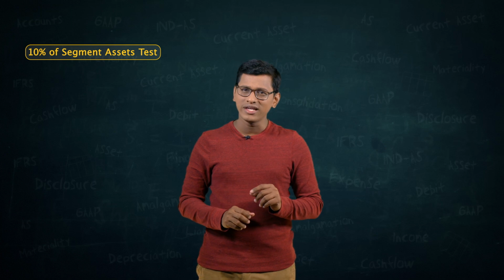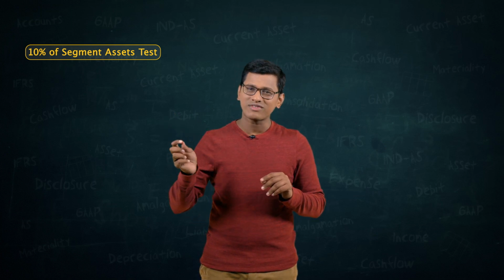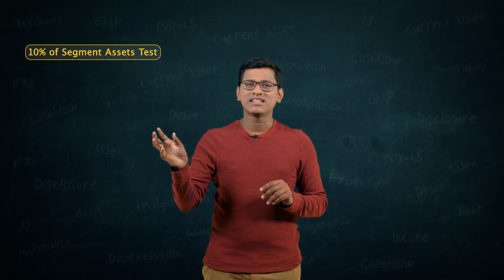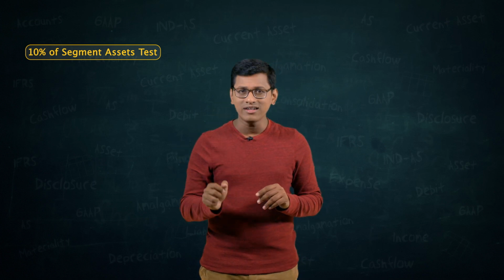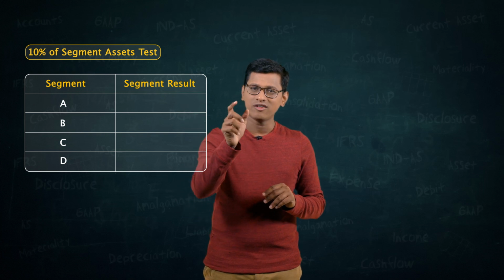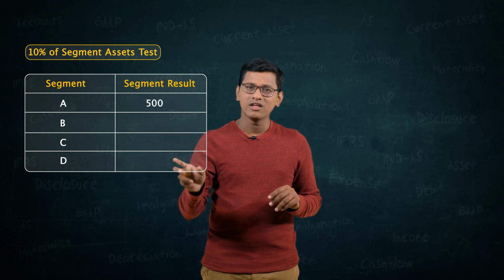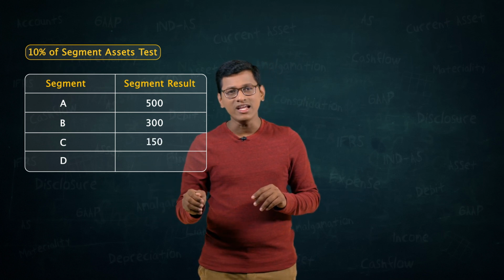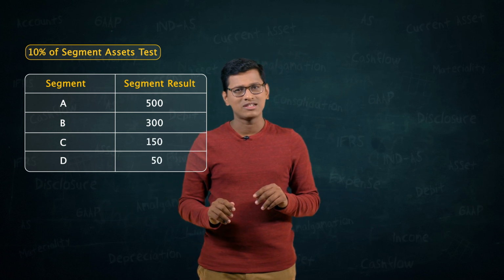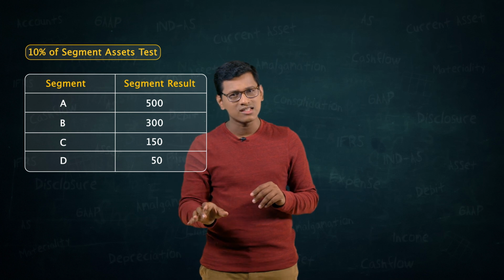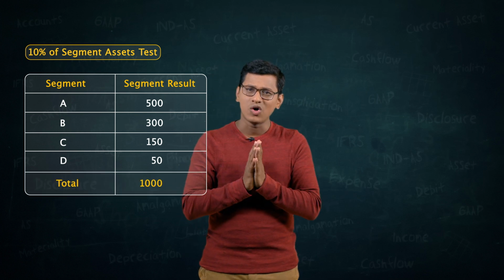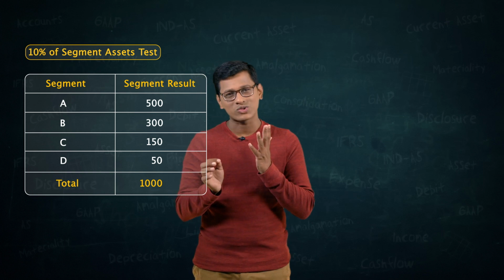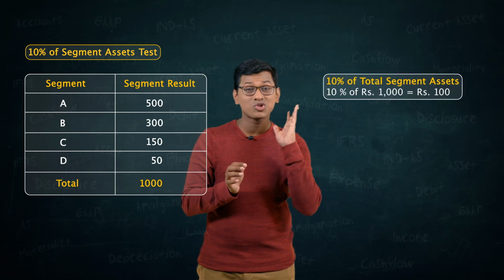So what we are supposed to do here is take, for each of the segments, the segment assets. Now let us say the segment assets are like this: segment A 500, then B 300, C 150 and D 50. Like this you have 4 segments. Total of all the segment assets is 1000. Okay, right. Now, what you are supposed to do is apply 10% of this 1000. 10% of 1000 comes to 100.